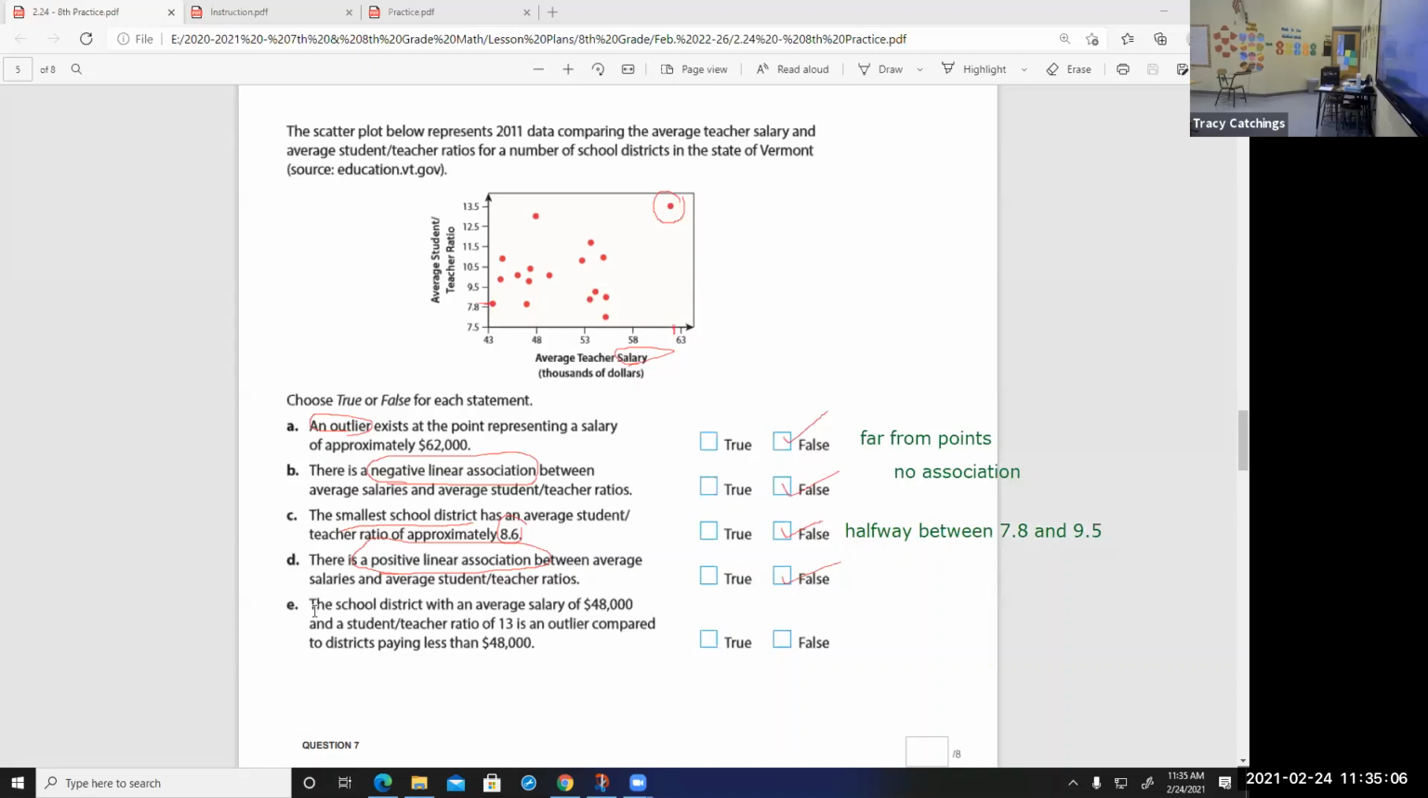All right, and then the last one said the school district with an average salary of 48,000 and a student-teacher ratio of 13 is an outlier. 48,000. So they're talking about up here. Would you say that's an outlier? No, it's close with them. I say close to the other corner. Oh, we said false then. I don't know why I wrote true.